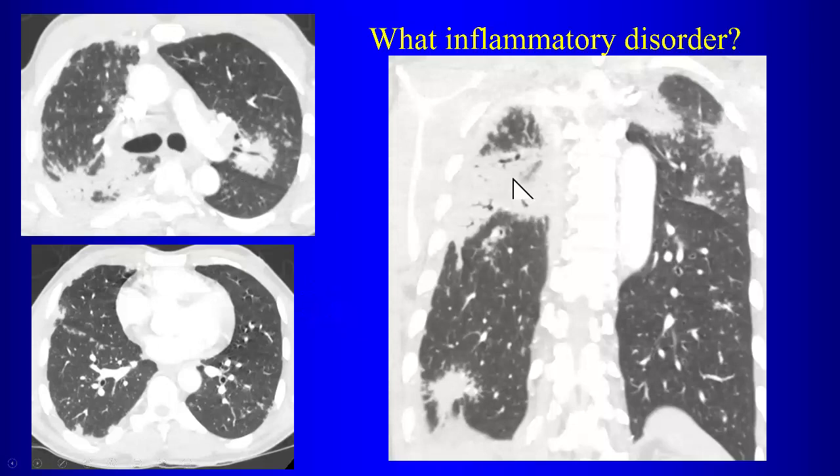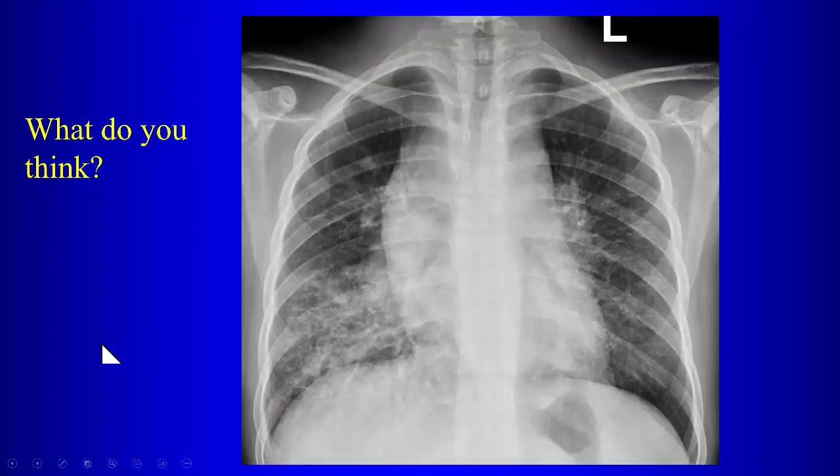They tend to be upper lung predominant. They can be associated with air bronchograms, as in this case. So that is alveolar sarcoid. What's abnormal on this chest X-ray?